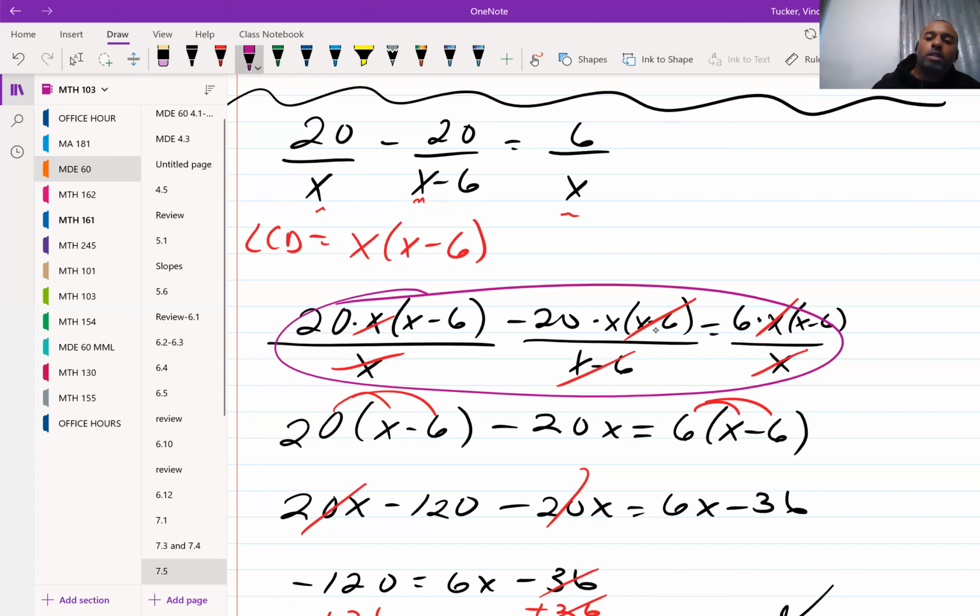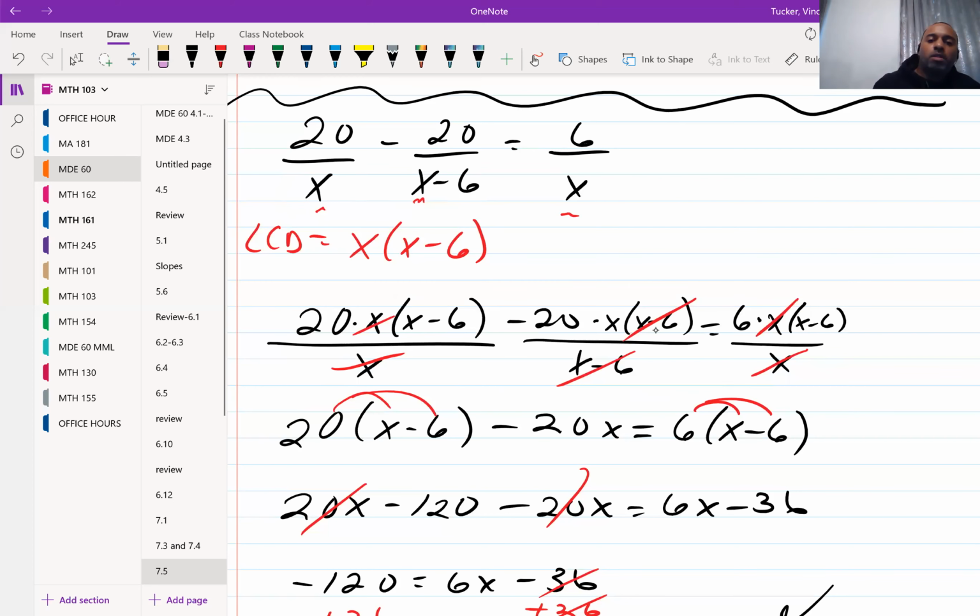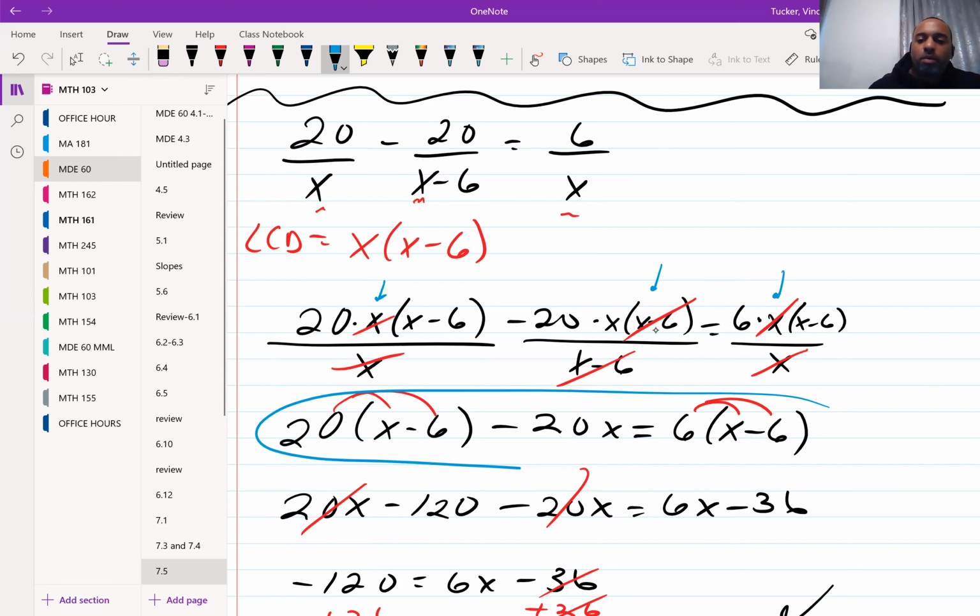Down here, multiplying each term by the LCD. And canceling out what's in common. So notice in the first one, the x cancels. And the second one, x minus 6 cancels. And the third one is just the x that cancels. And that leaves us with this. 20 times x minus 6 minus 20x equal to 6 times x minus 6.